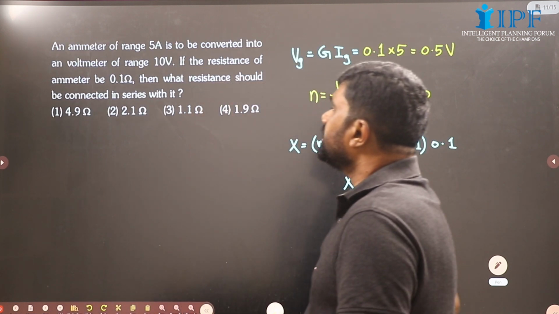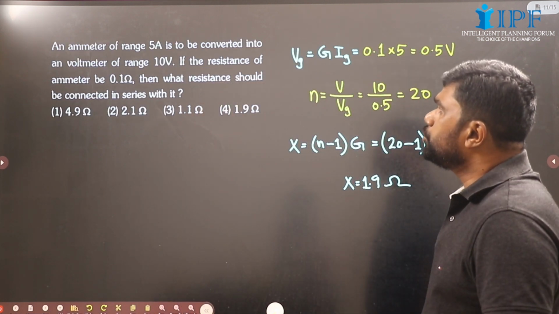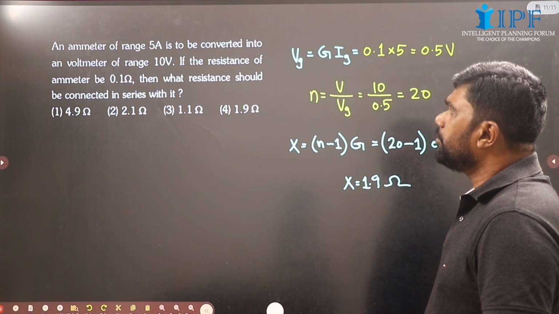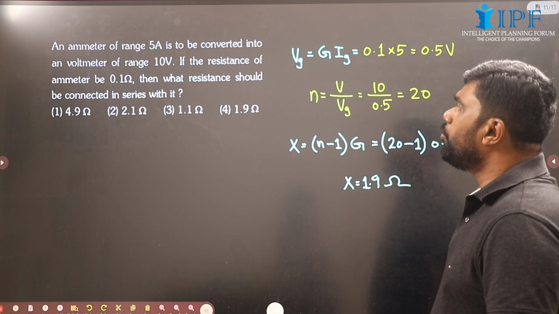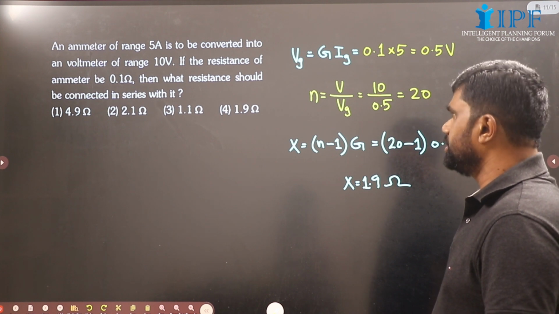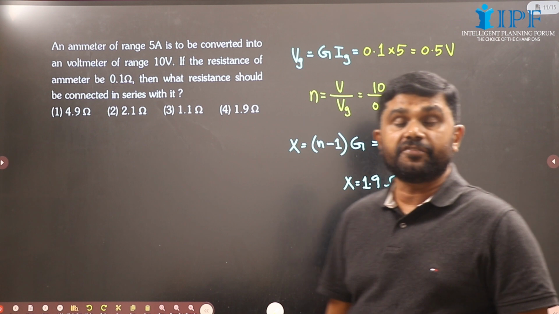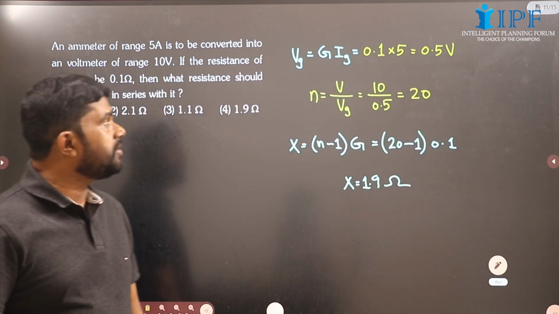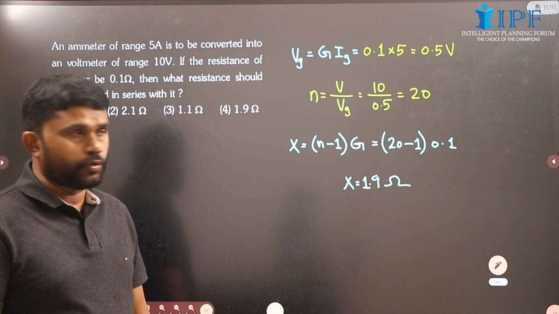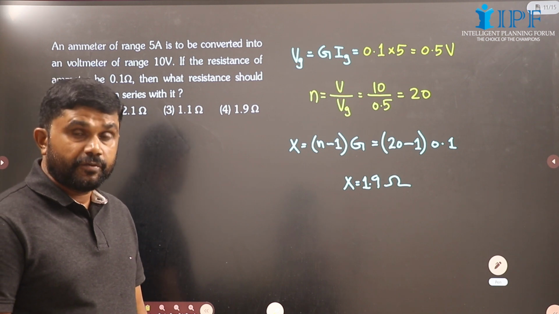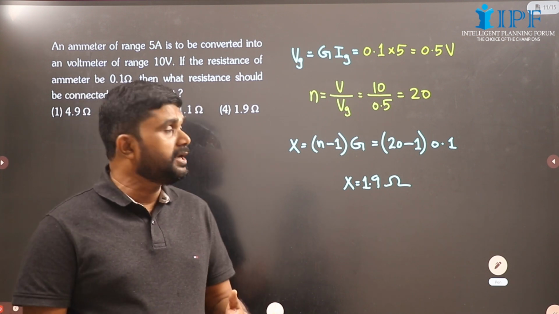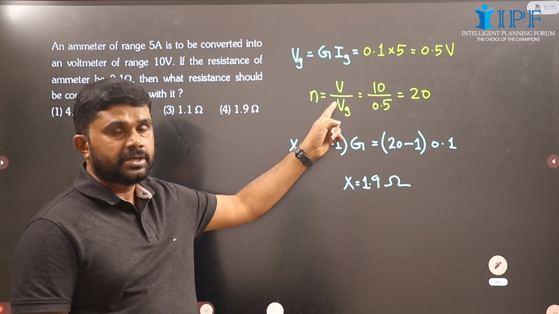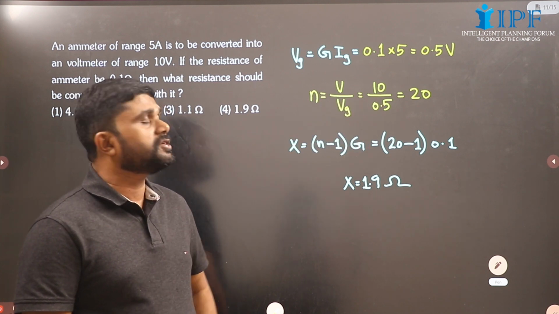Okay, next, an ammeter of range 5 ampere is to be converted into a voltmeter of range 10 volt. If the resistance of ammeter is 0.1 ohm, then what resistance should be connected in series? See, full scale deflection voltage Vg is given by I into capital G, that is 0.5 volt. It is to be converted into a voltmeter capable of measuring a maximum voltage of 10 volt. So the factor by which its voltage capacity is to be increased, N equals V over Vg, that is equal to 10 over 0.5, that is 20.